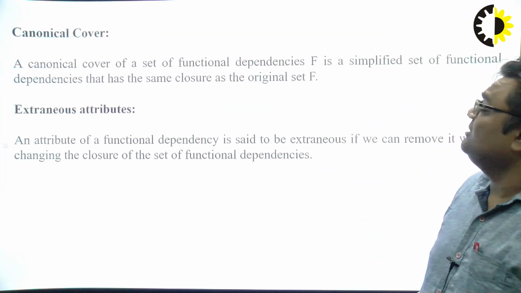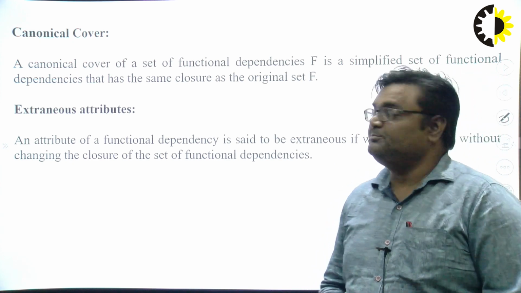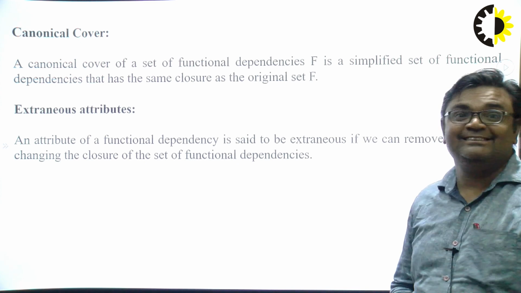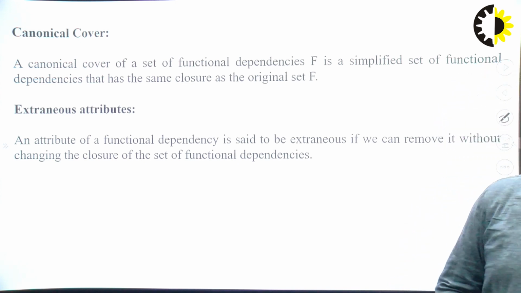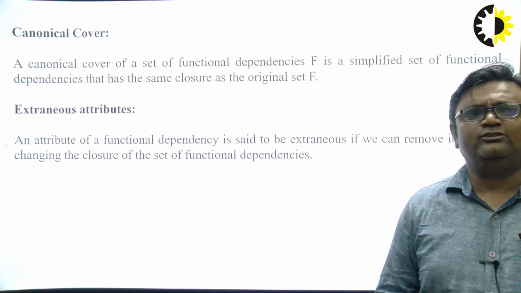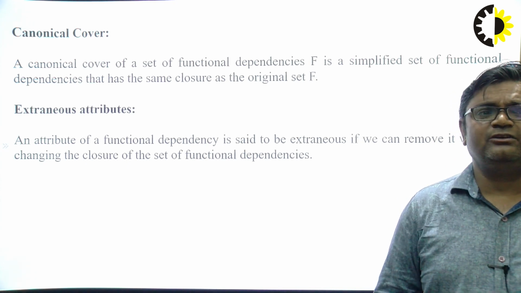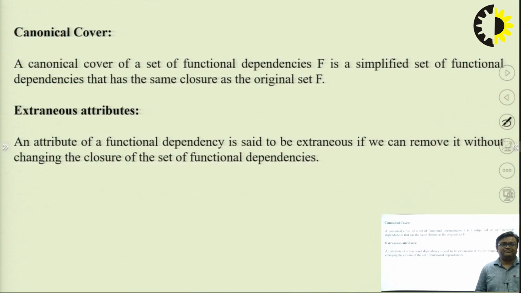So what is canonical cover? A canonical cover of a set of functional dependencies F is a simplified set of functional dependencies that has the same closure as the original set F. We can collect all the functional dependencies that have the same closure as that of F.